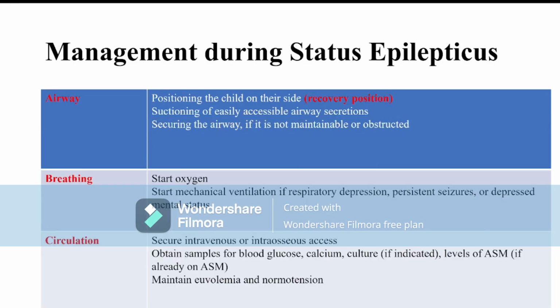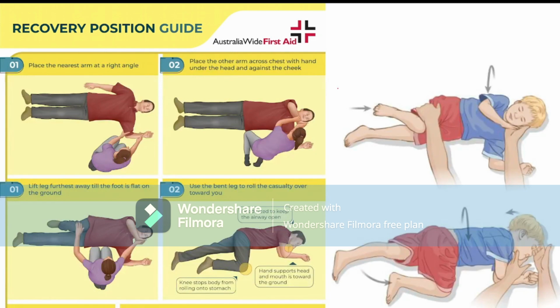Now come to the management part during status epilepticus. When the patient comes to you in the emergency, always maintain the ABC of any emergency patient. ABC means airway, breathing and circulation. Put the patient in recovery position. So what is the recovery position? This is the recovery position.